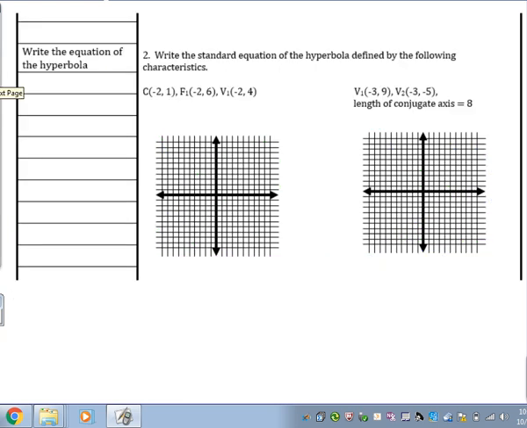All right, so let's practice writing some equations now that we've seen the graphs. So I'm told I have a center at -2, 1. And again, these are not asking you to graph it. It's just asking you to find the equation. The coordinate planes are here just to help you if you need them. I have a focus point at -2, 6. And I have a vertex at -2, 4.